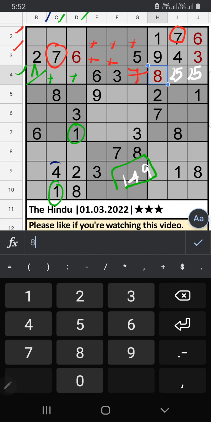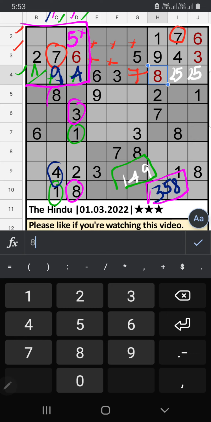Column C, we have 4. So 4 can't come in this cell. 4 is confirmed here. Then 9 is here. First grid, 3 numbers are remaining: 3, 5, 8. Column D, we have 3 and 8. So 3 and 8 can't come in this cell. It will come in any one of the cells. Then only 1 number is remaining, 5. 5 is confirmed here.